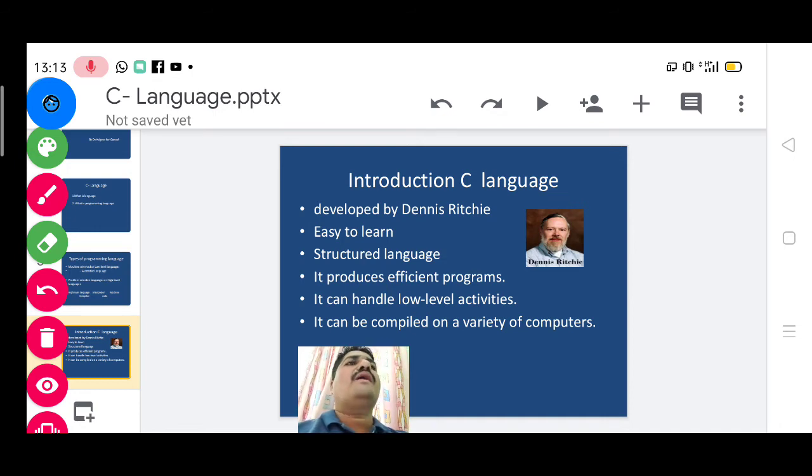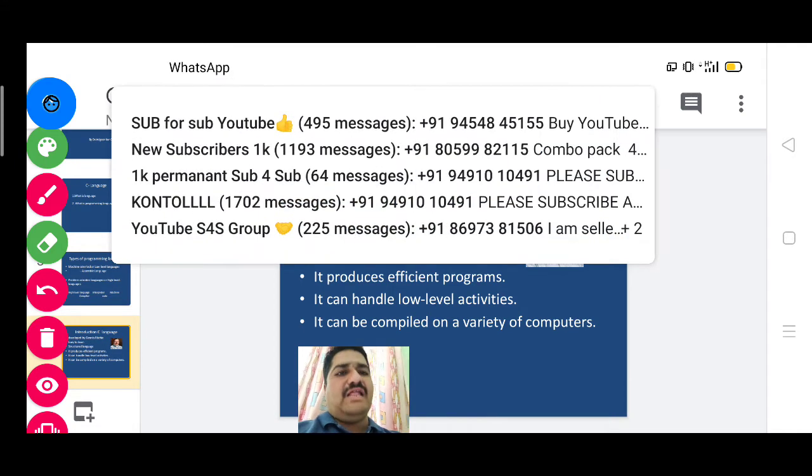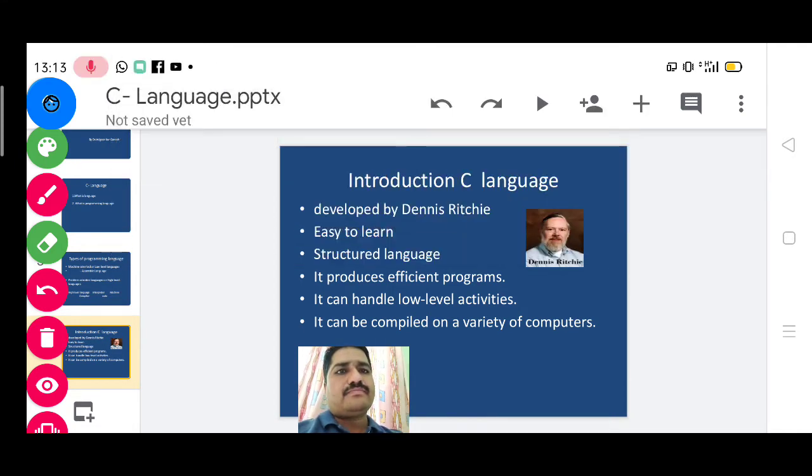C has now become a widely used professional language for various reasons. The first reason, it is easy to learn. C language is a structured language, and it produces efficient programs.